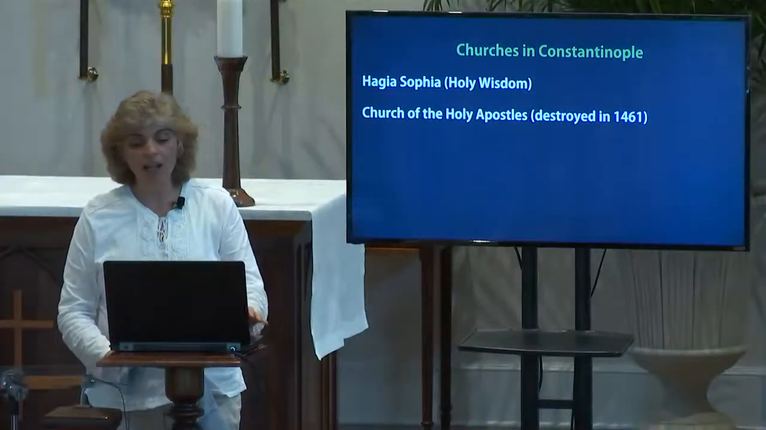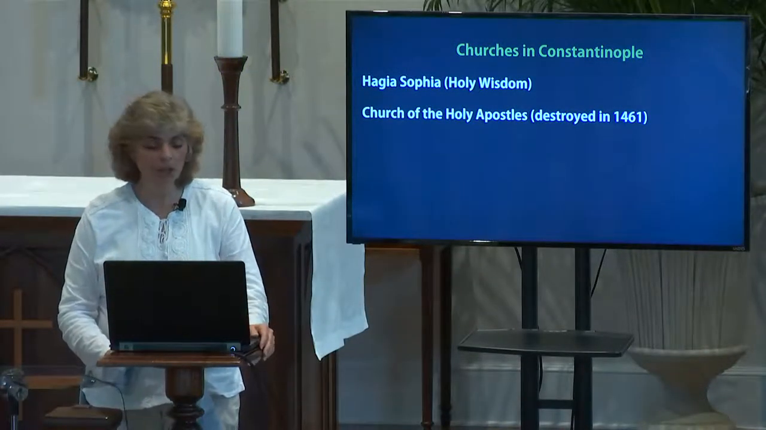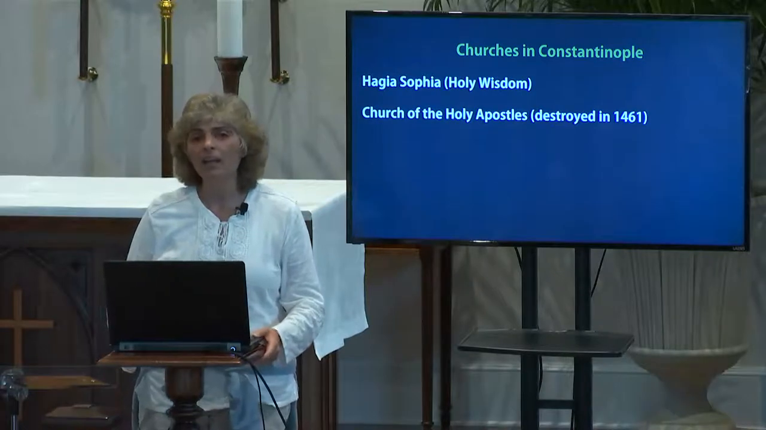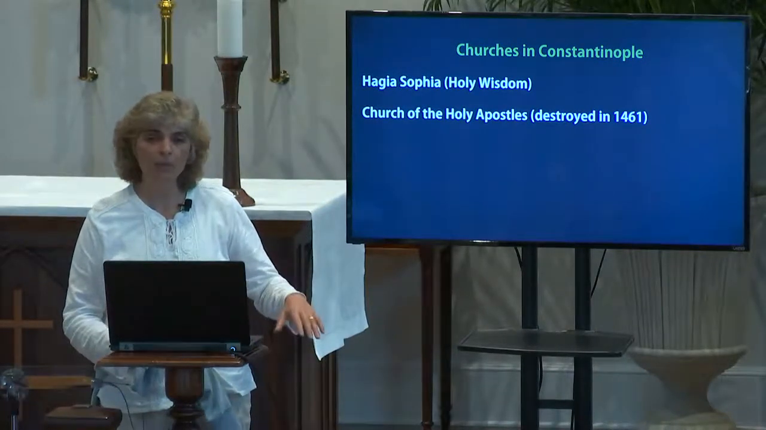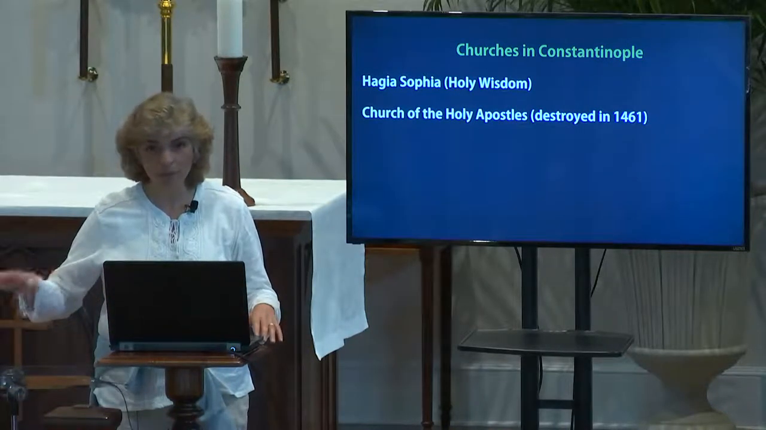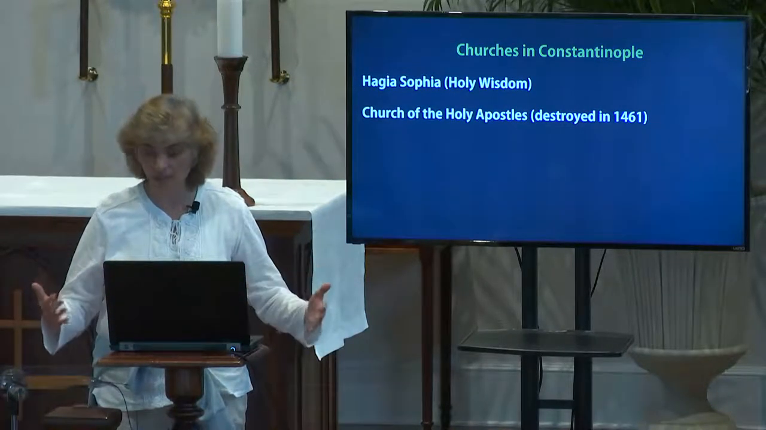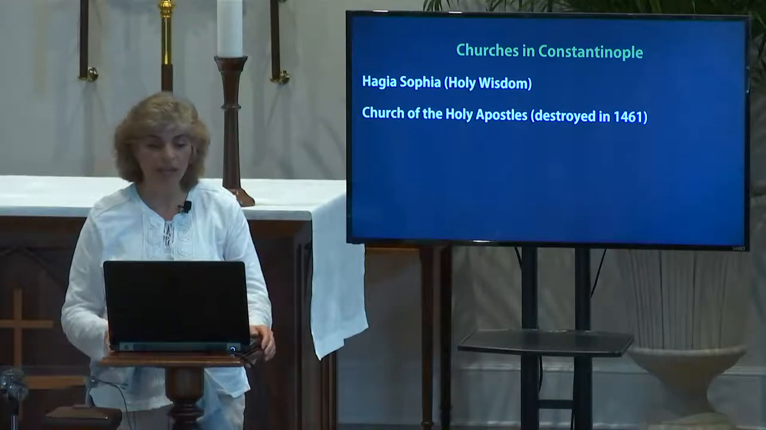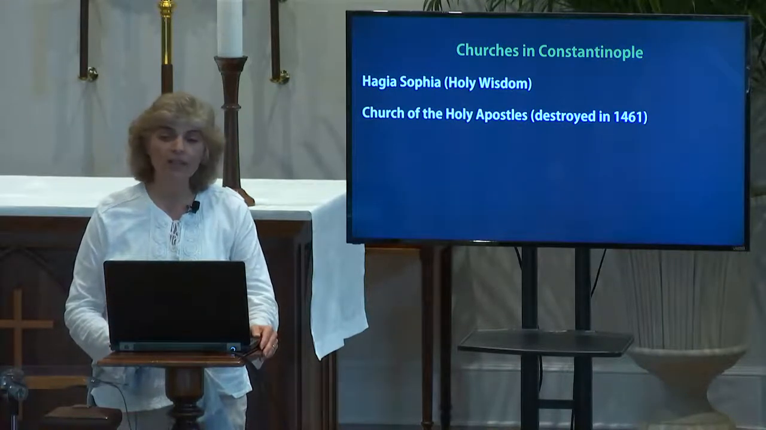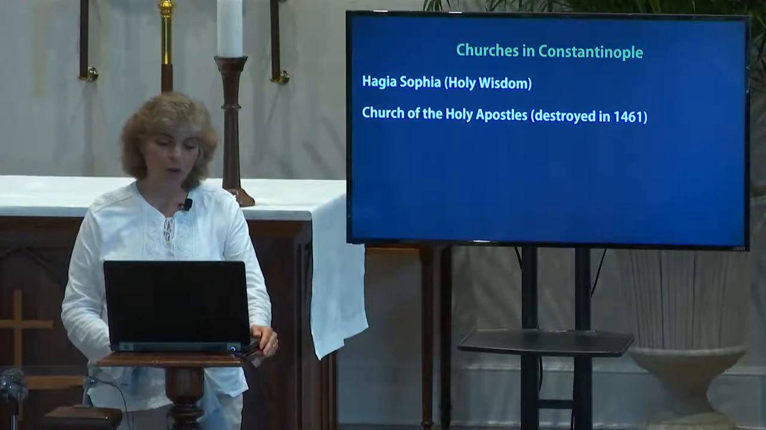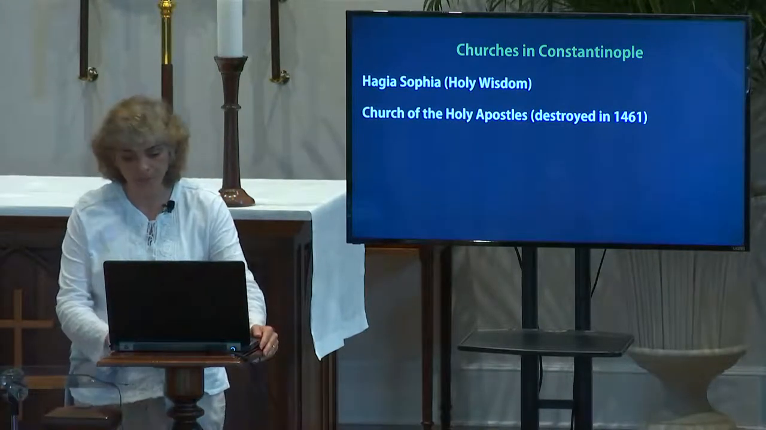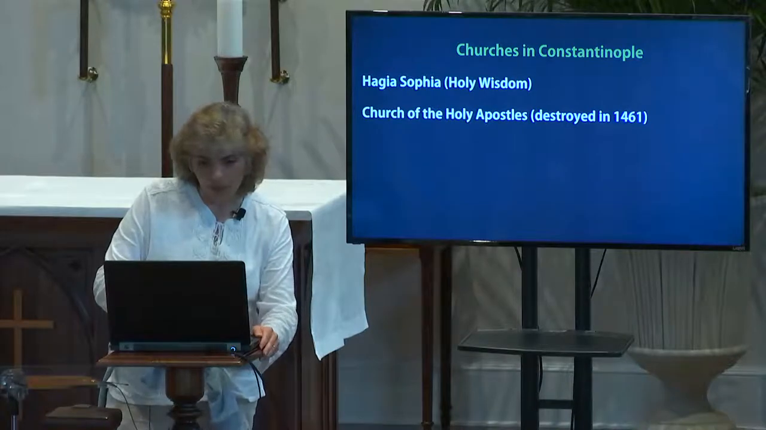Eventually, what's going to happen to Constantinople, some of you may remember from history, it's going to be taken over by the Ottoman Turks in 1453. And the Byzantine Empire comes to an end. So the eastern half of the Roman world, which flourished as the Byzantine Empire, will come to that end. And the Church of Hagia Sophia will be modified into a mosque, whereas the Church of the Holy Apostles was completely destroyed. All right, back to Rome.